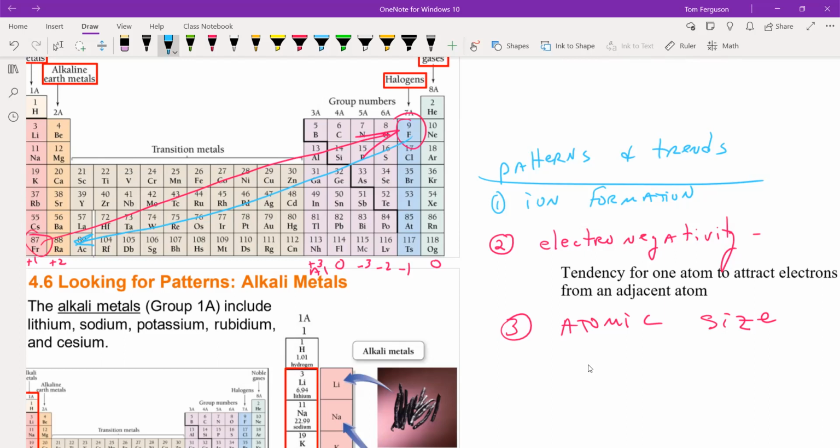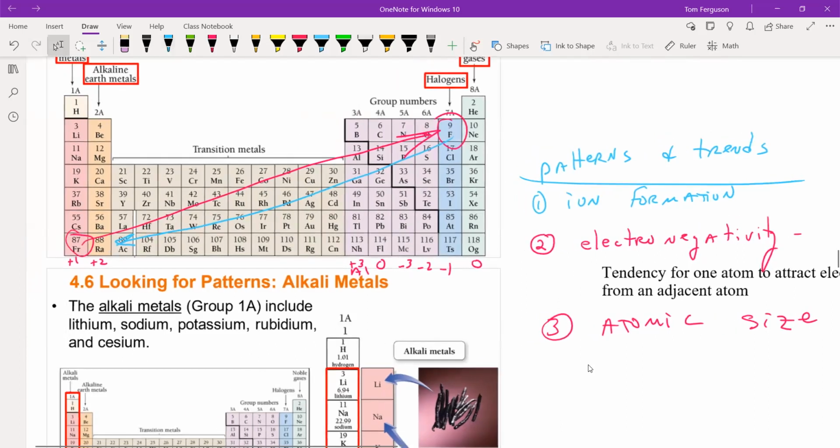Okay, atomic size. Fluorine's the smallest. Francium the biggest. Okay, so those are the three trends and patterns I want you to know about the periodic table: ion formation, electronegativity, and atomic size. Again, I'm going to give you a periodic table and then ask you questions about it. All right, so that's chapter four.